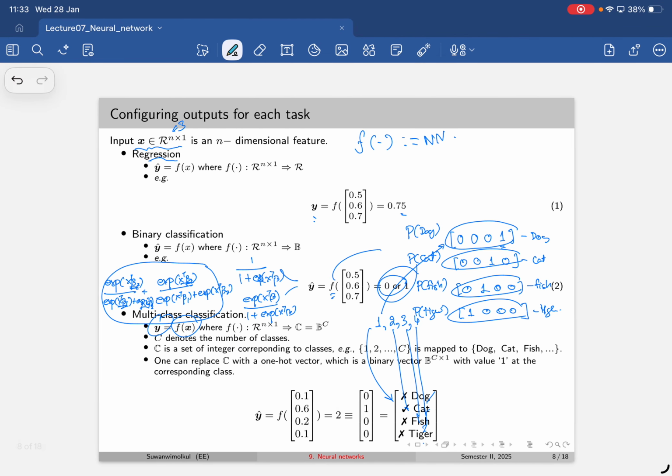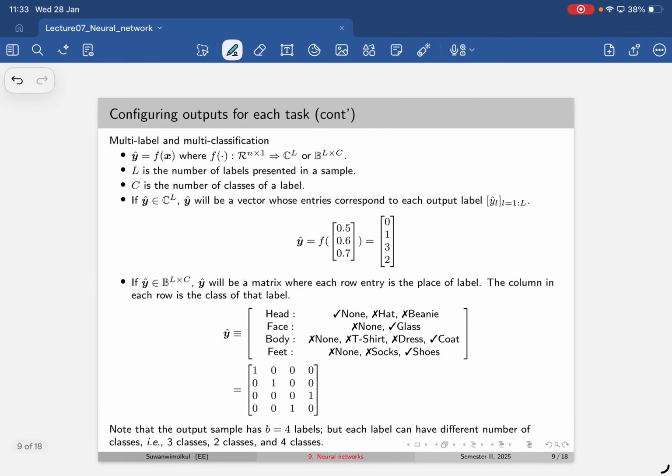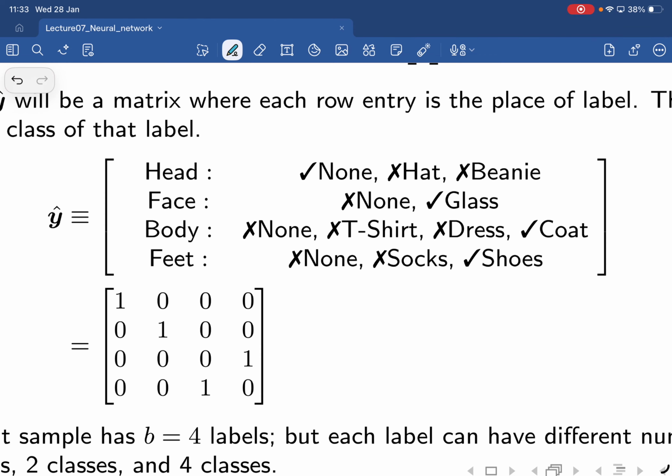Okay. Another setting is multiple labels and multiple classes. In this setting, I would like to go to this specific example. You have multiple places where your classifier can return a class. For example, if you are classifying the costume or the accessories that a person is wearing, the accessories could go on the head, face, body, and feet, right? It depends on what they're wearing.